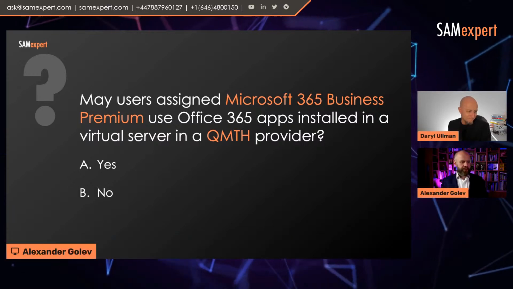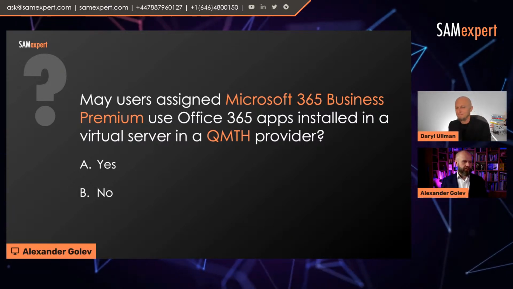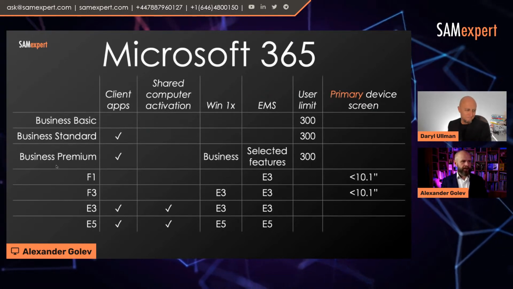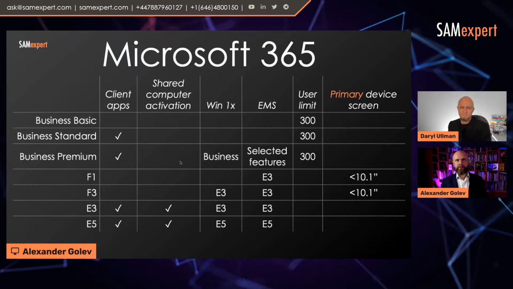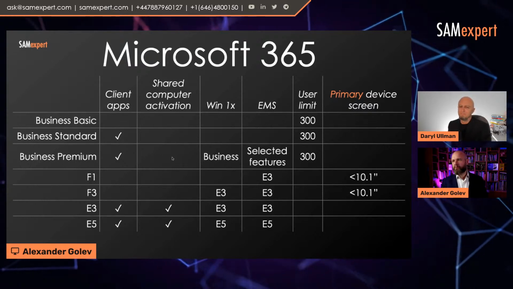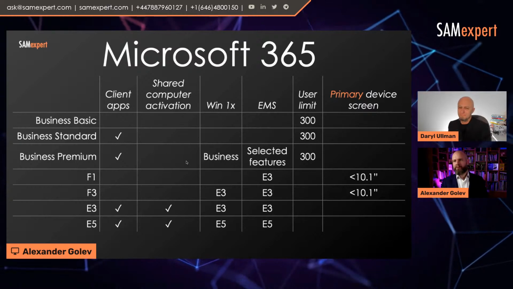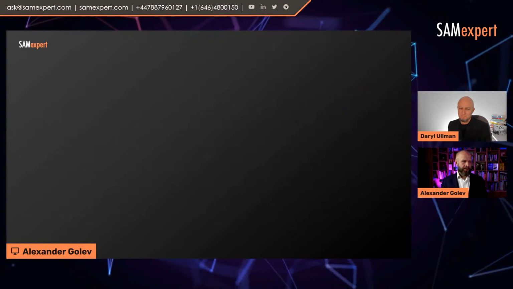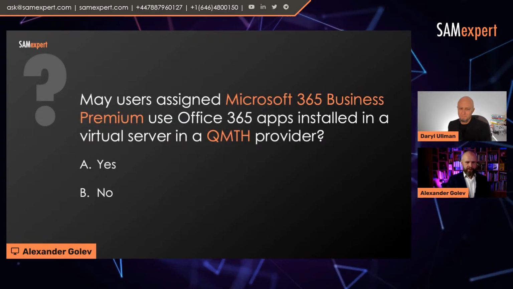Okay, I won't keep you in limbo because I think some of you have already typed it. It's just we have a delay. So if I go back here, Business Premium doesn't have shared computer activation. So it doesn't matter even if it's a QMTH provider on premise anywhere else. You may not access it in a remote scenario. That was the thing that you needed to pay attention to.